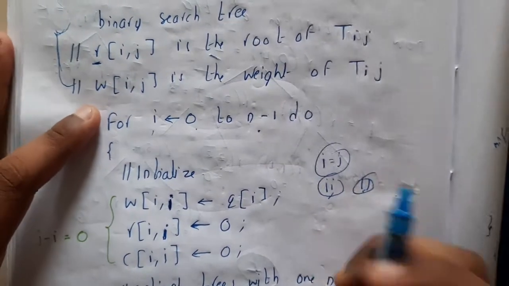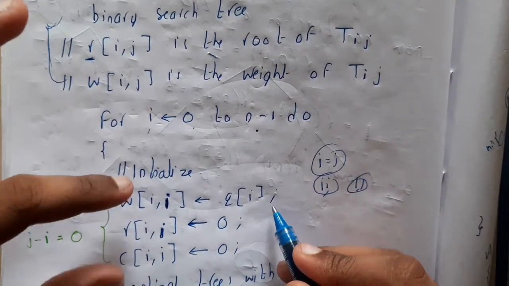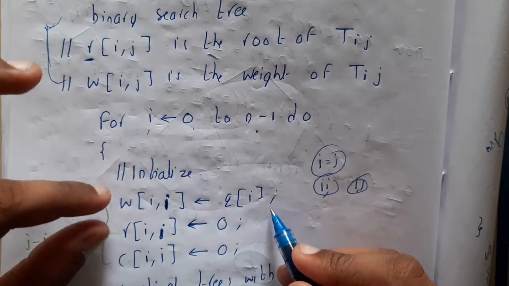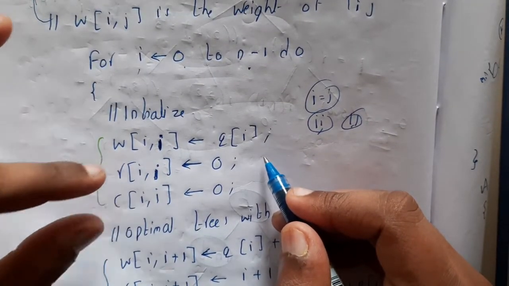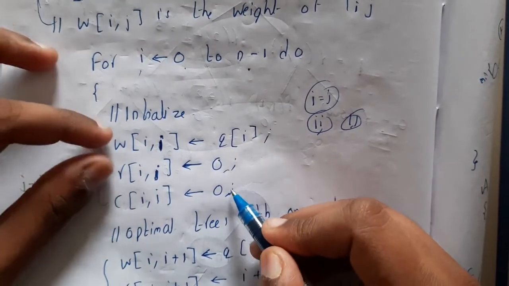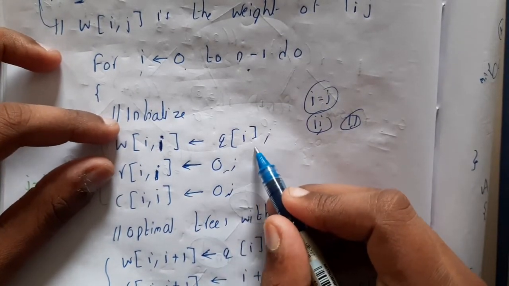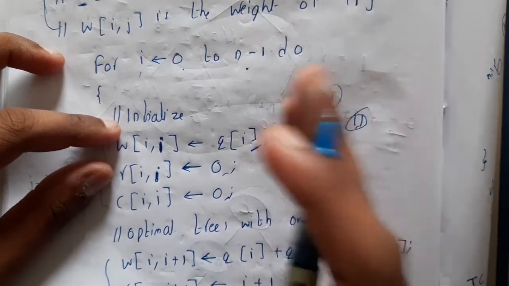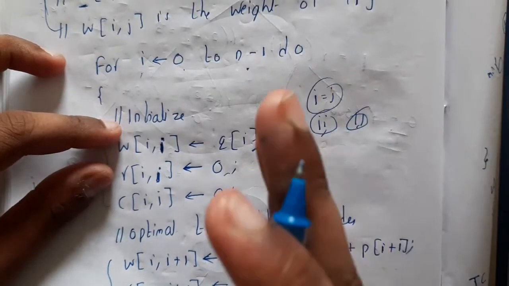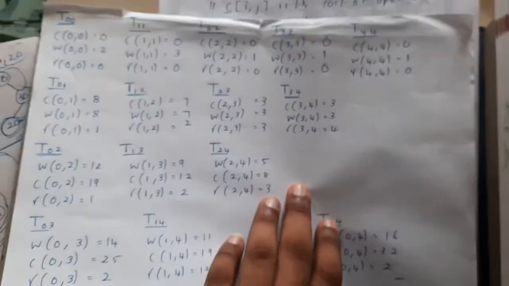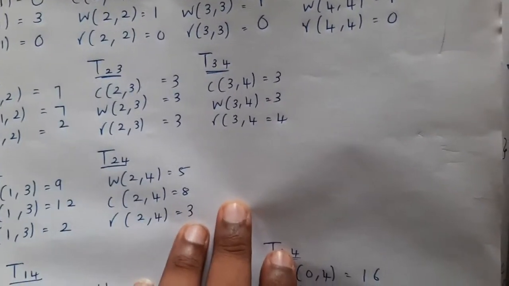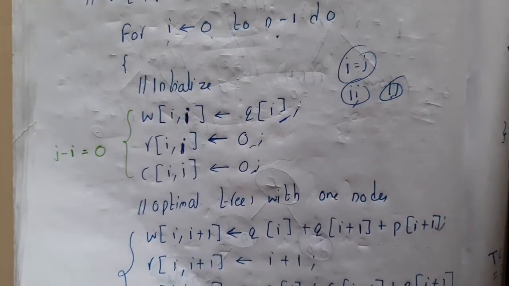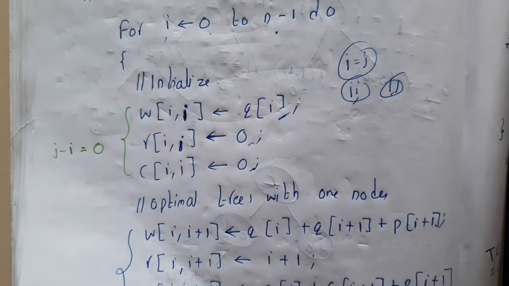Initially, if i equal to 0, as we discussed previously, you can directly write r and c of all the values as 0, and the weight of i comma i is the order of the unsuccessful probabilities, the exact order. In the previous example it is 2 3 1 1 1. In the same way, here you will be substituting the values directly from q of i. I hope it is clear now.